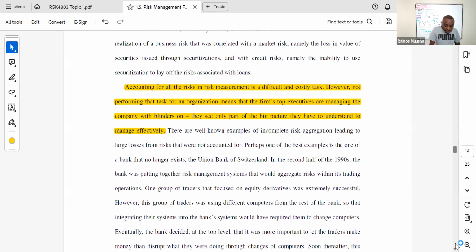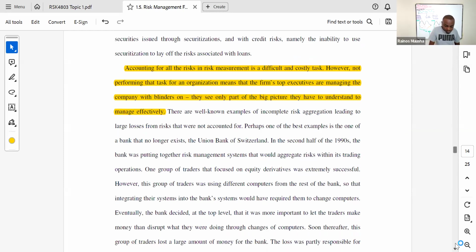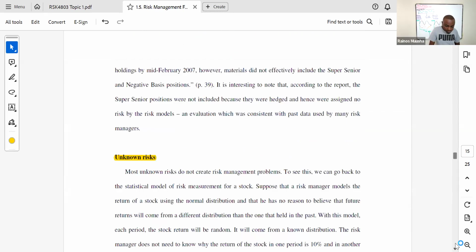So here they say, accounting for all the risks in risk measurement is a difficult and costly task. However, not performing that task for an organization means that the firm's top executives are managing the company with blinders on. They see only part of the big picture that they have to understand to manage effectively as well.